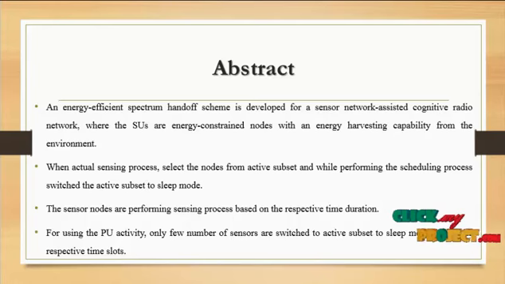So in this proposed work, an energy efficient spectrum handoff scheme is developed for a sensor network assisted cognitive radio network. The secondary users are energy constrained nodes with an energy harvesting capability from the environment. During the actual sensing process, nodes are selected from the active subset, and while performing the scheduling process, the active subset is switched to sleep mode. The sensor nodes perform the sensing process based on their respective time durations. Using the primary user activity, only a few sensors are switched from the active subset to sleep mode during the respective time slots.